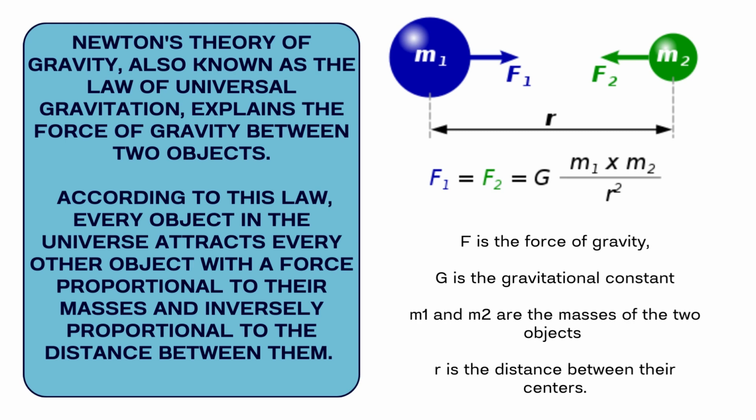Newton's law of gravitation equation is F = G m1 m2 / r². F is the force of gravity. G is the gravitational constant. m1 and m2 are the masses of the two objects. r is the distance between their centers.